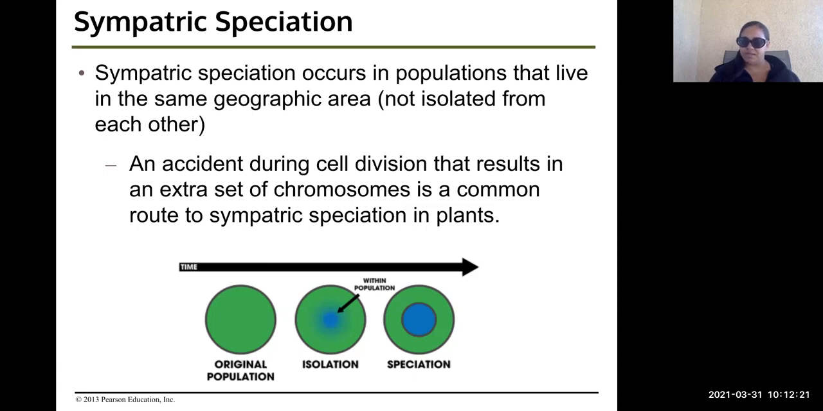It can no longer mate with its parent population of trees around it. Trees do a lot of self-fertilization anyways. It can only mate basically with itself. And that new population starts to grow within the old one.